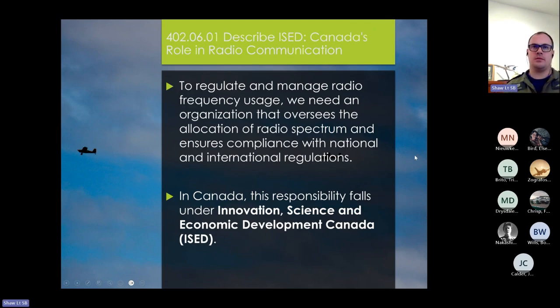So describe ISED. To regulate and manage radio frequency usage, we need an organization that oversees the allocation of radio spectrum and ensures compliance with national and international regulations. In Canada, the responsibility falls under Innovation, Science and Economic Development Canada, ISED. So that's what that means. If you see some old textbooks, or you might hear one of your officers talk about Industry Canada, that used to be what it was called. It's not called that anymore. The current updated term has been around a lot longer than you might think: Innovation, Science and Economic Development Canada. One of the things they do is look after radio.